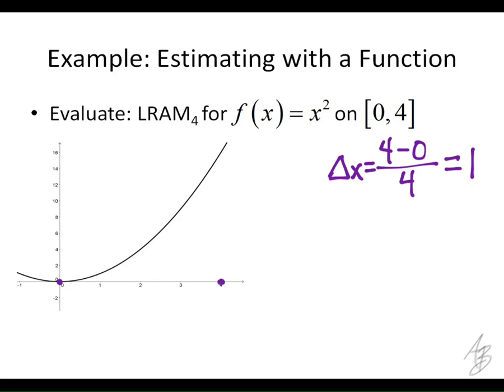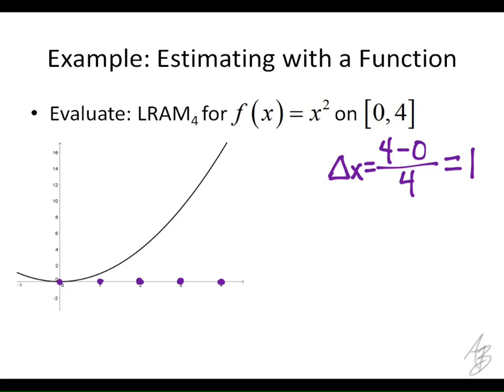1, 2, and 3, right? Now, let's say that delta x was something like 2/3. What would I do to figure out where those edges are going to be? Start at 0 and add 2/3 over and over and over again. So it would be at 2/3, 1 and 1/3, 2, 2 and 2/3, 3 and 1/3, 4.